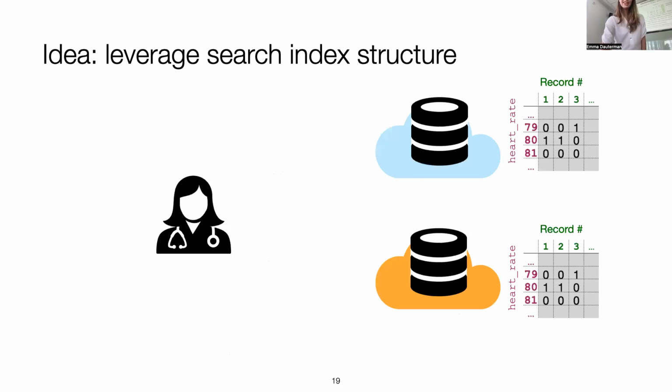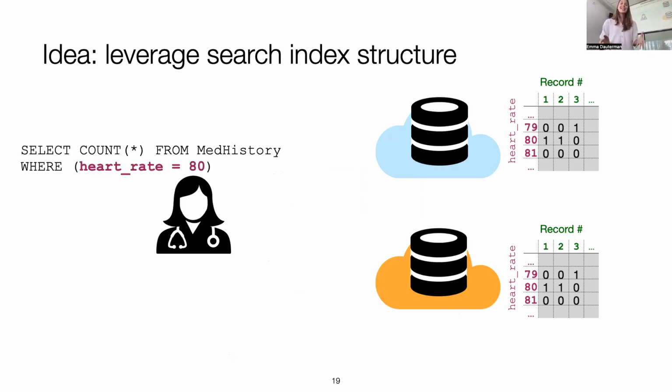Okay, so now I'm going to show how we can leverage that search index structure in order to search on private data. Each server is going to have a copy of this table. Let's assume for now we have some way to protect the contents of the table in gray. I'm going to show you how we do that in just a second, but just assume it's protected for now. Let's say the doctor wants to compute the number of records where the heart rate is equal to 80. As before, we're going to compute the FSS keys for the function that evaluates to 1 at 80 and 0 everywhere else.